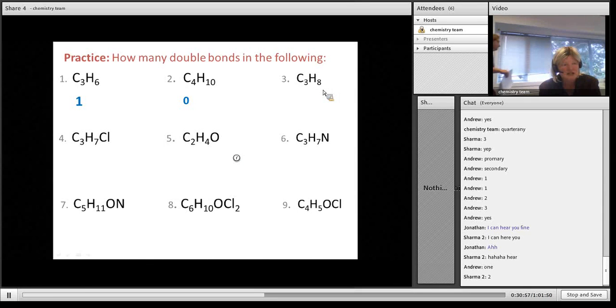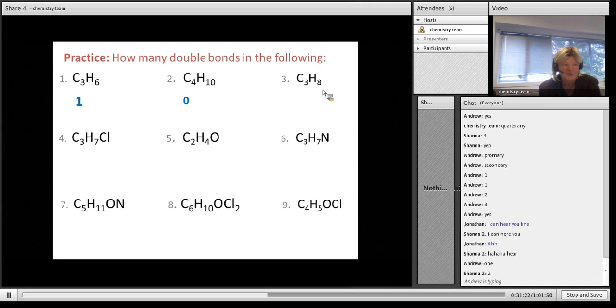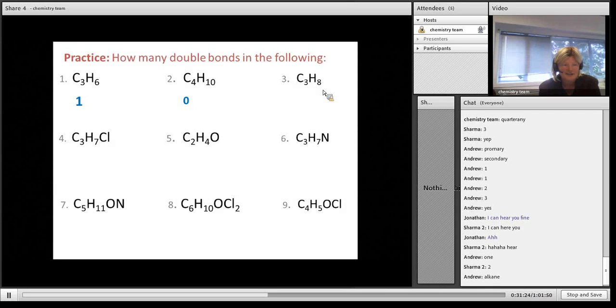C3H8. Think of what formula does it match? Is it CnH2n? Are there double the amount of hydrogens to carbon? Are there more hydrogens than carbon? Lots more, like 2n plus 2, or is it 2n minus 2? Okay. It's an alkane, correct? So it'll have 0 double bonds in it.